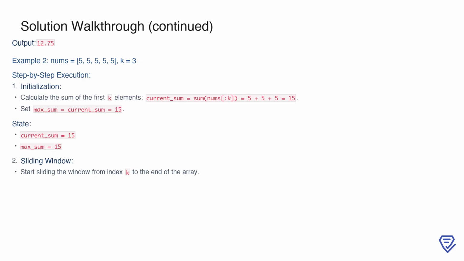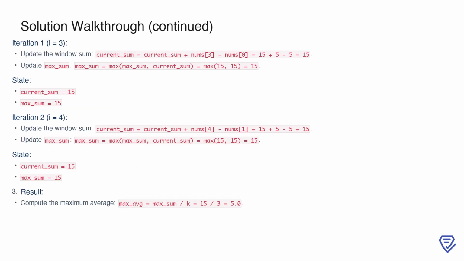Here, the sum of the first k elements is straightforward since all the elements are equal. Adding the first three elements gives us current_sum equals 5 plus 5 plus 5 equals 15. This sum is also our max_sum at the start. With this initialization done, we will now slide the window through the array, updating the sums as we go.